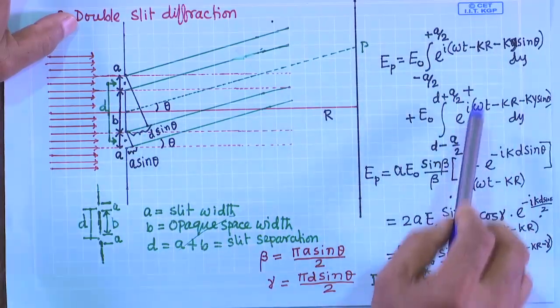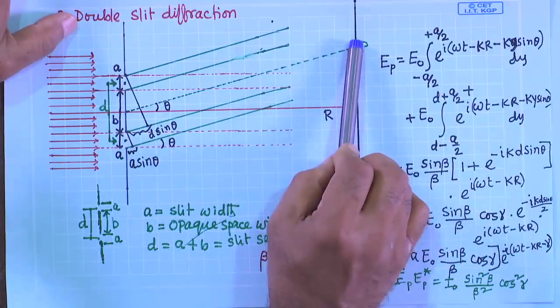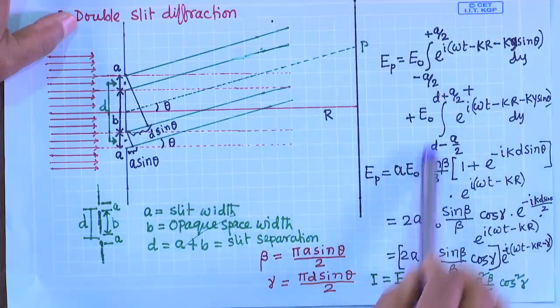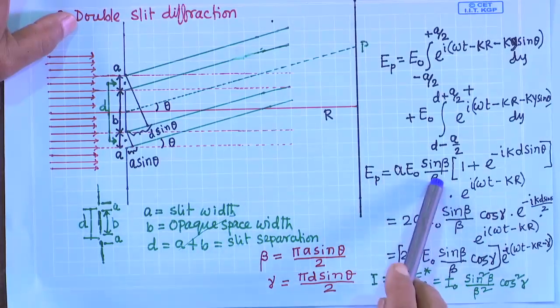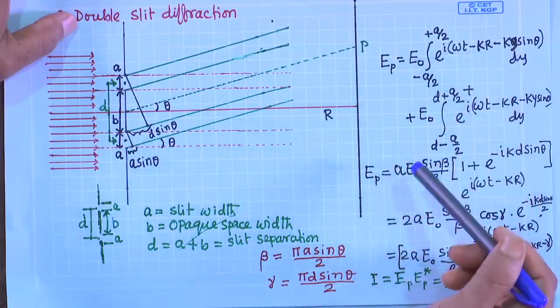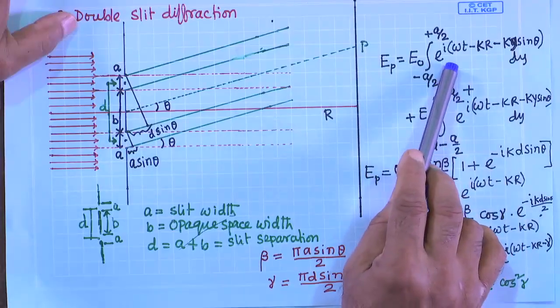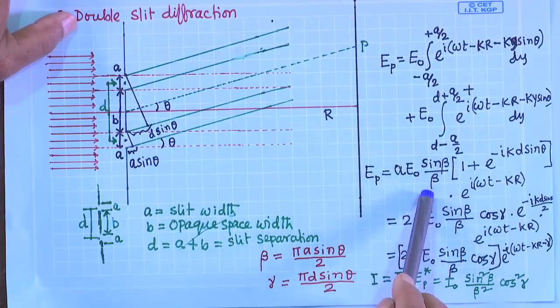These are the contributions from the two slits, and at P we will get the resultant amplitude EP. If you proceed the same way as we have done, this part is the same as the single slit part, so it will give A0 sin beta by beta.